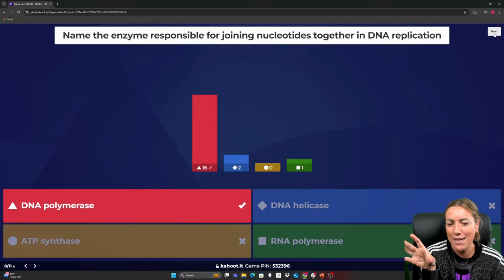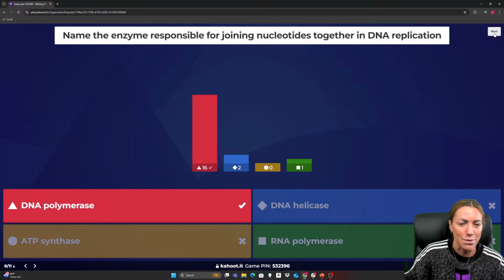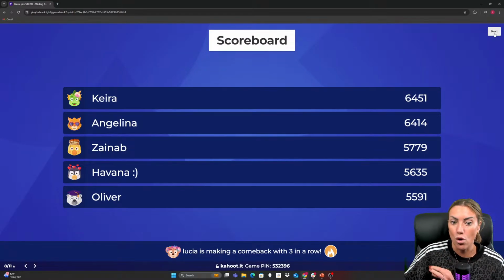I put RNA polymerase in there. RNA polymerase joins RNA nucleotides together, but obviously this is DNA replication. So we're looking for DNA polymerase. It makes phosphodiester bonds. Those of you that put DNA helicase, that breaks the hydrogen bonds and separates the 2 strands. Okay, that's the other enzyme.